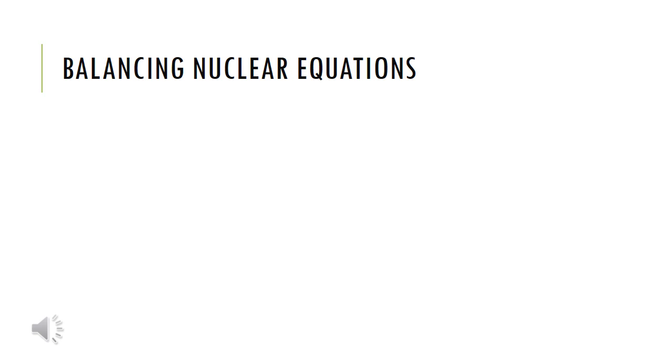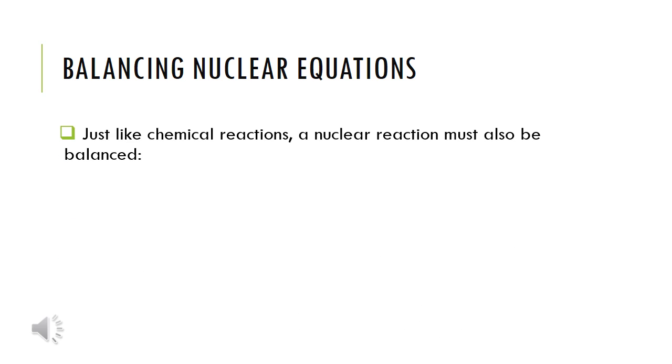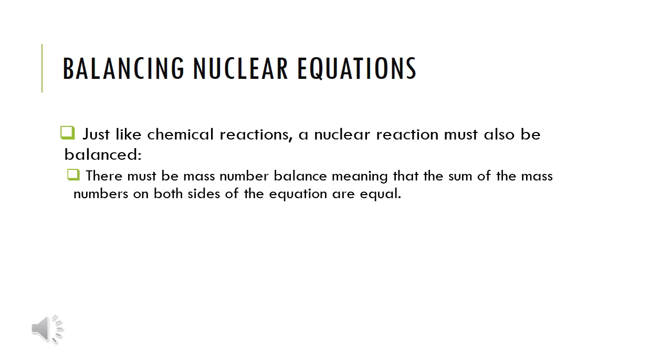Okay, so we just saw that the mass numbers on both sides of the arrow were equal, and the total charges, or the number of protons on both sides of the arrow, were equal. So we can balance nuclear equations, okay? Because of the law of conservation of mass, we need to balance them. Just like a chemical reaction, a nuclear reaction must also be balanced. So there must be a mass number balance, meaning that the sum of the masses on both sides of the equation are equal, like we just saw in the slide before.